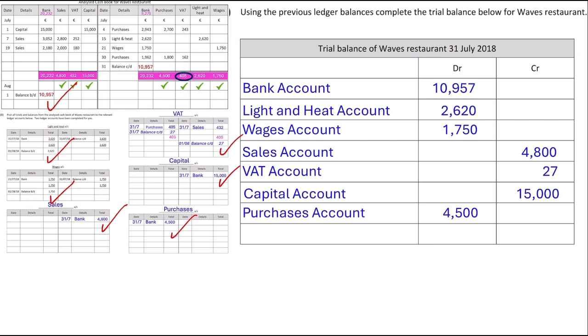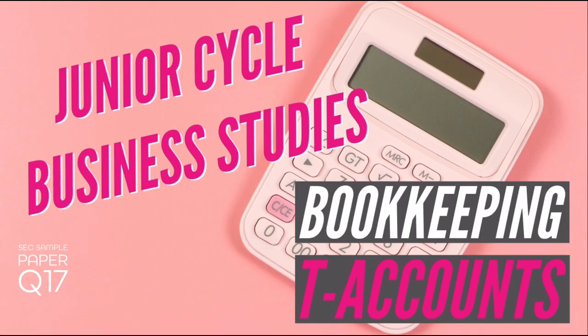When we add all of those up, we should get the same amount on both sides. And here we do. The balance there is 19,827 on both sides. And that is the analysed cash book and ledgers trial balance question from the sample paper complete.